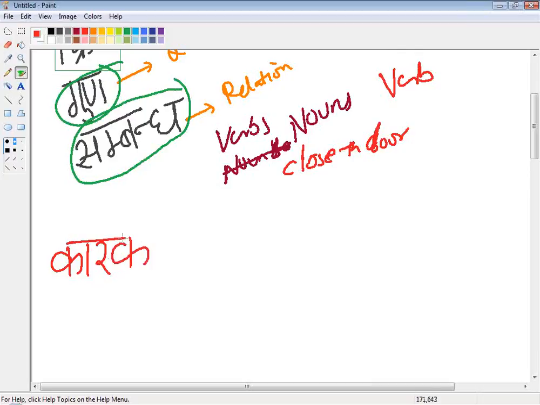Okay? A karaka. The karaka means, in Sanskrit we have a nice definition. This is etymologically defined words. Karoti iti karakaha.